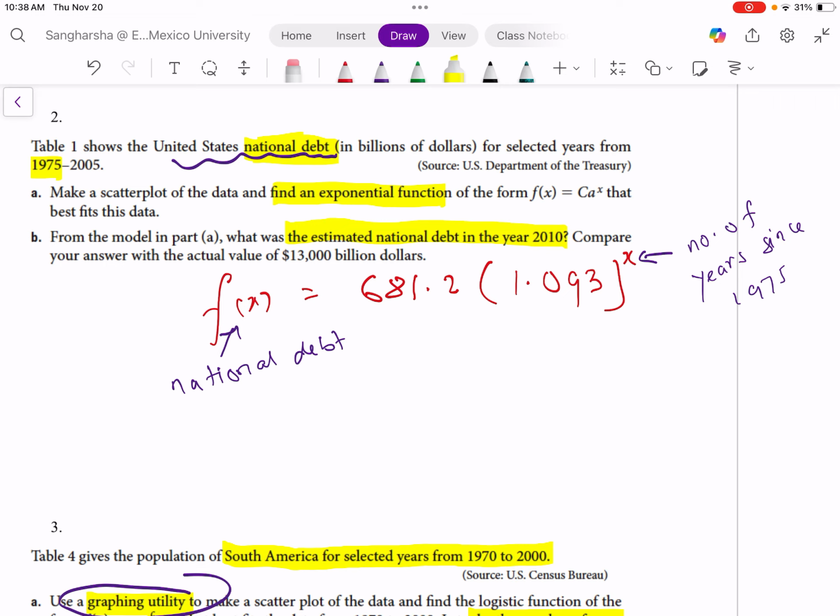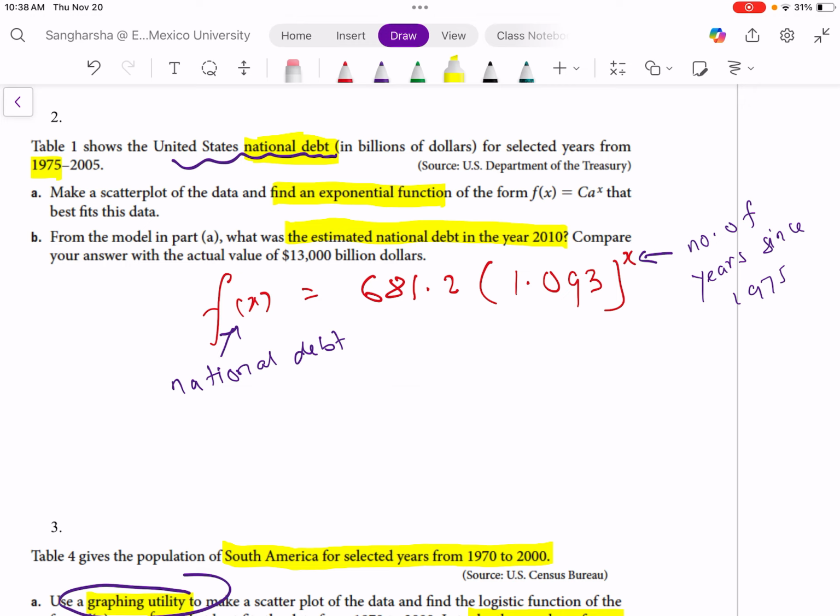Now we have this function. Here we have two variables, f of x and x. f of x gives us the national debt. x is the number of years since 1975. And what are we trying to find? We are trying to estimate the national debt in the year 2010. Now, can you tell what variable we are asked to find? Is it f of x or is it x?